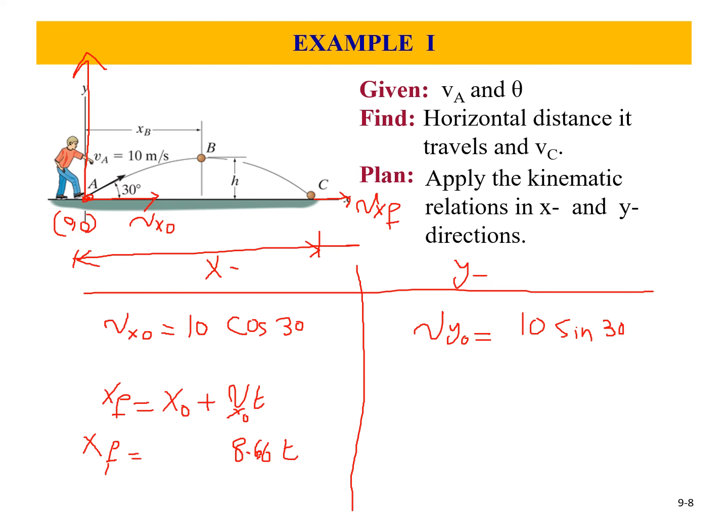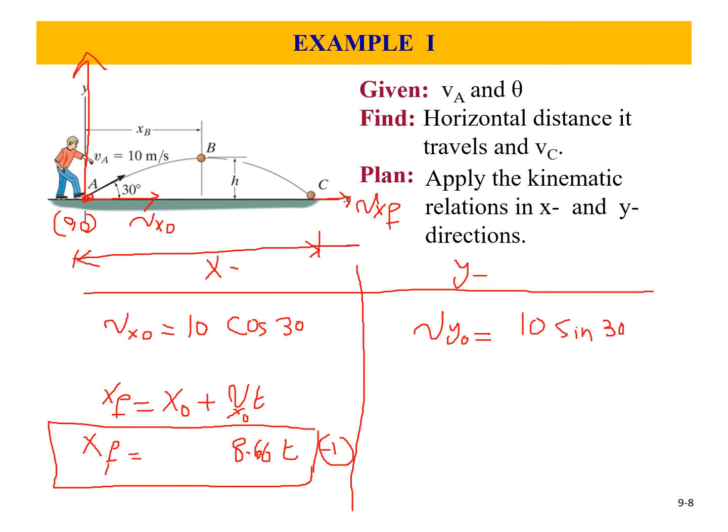How many unknowns do I have? This is my first equation of motion. Two, right? I have t and x final. I don't know x final. We don't know how far that went, and also time. So I need to rely on which one?